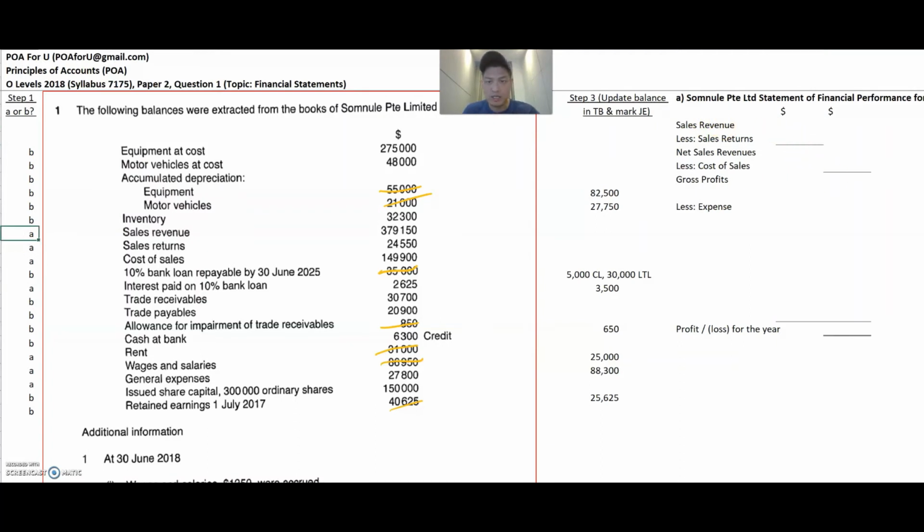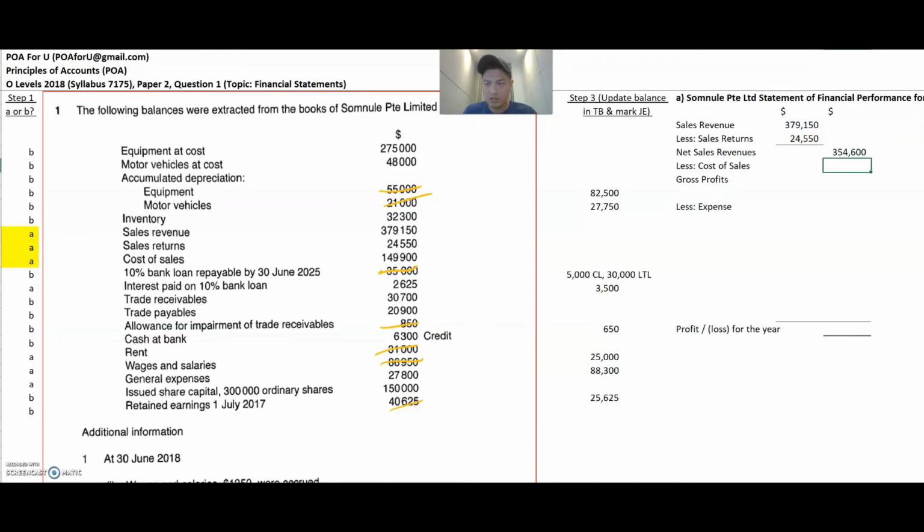So firstly, I'm going to take these 3 items across: sales revenues, sales returns, and cost of sales, and I'm going to plug them in here. So sales revenues and sales returns, and then that will give me my net sales revenues accordingly, and that formula is sales revenues minus sales returns.